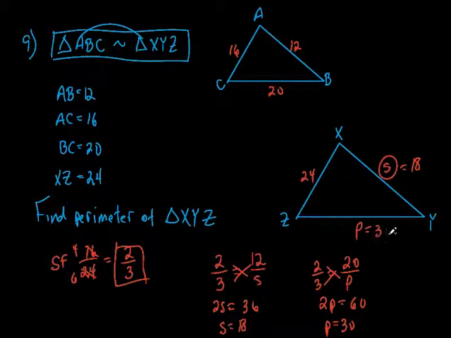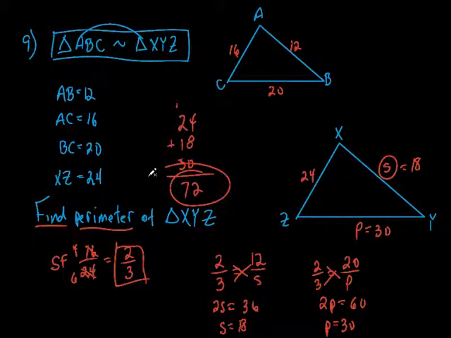So P is 30. Is that my answer, though? Do I write down S equals 18, P equals 30 for my answer? No, because what does the question say? Find what? Find the perimeter of this triangle. Now we know all three sides, so what do we have to do now? Just add them all up, right? So it's just 24 plus 18 plus 30, right? And that's a 12. That's a 3, 4, 72. And there's your perimeter right there.